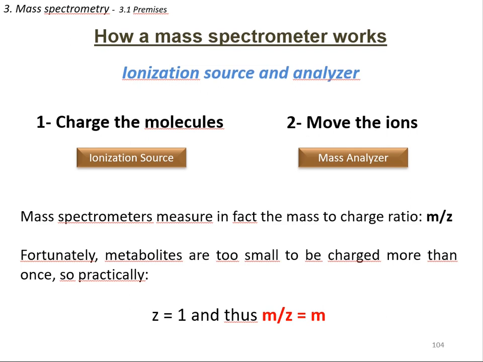So, in fact, a mass spectrometer is not measuring directly the mass of a molecule, but its mass to charge ratio, m/z. And fortunately, metabolites are too small to be charged more than once. Usually, there are exceptions. So, practically, z is equal to 1, and thus we talk about the mass instead of the mass to charge ratio, but technically, this is m/z that is analyzed and not just m.